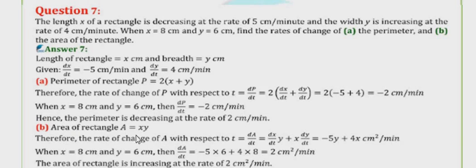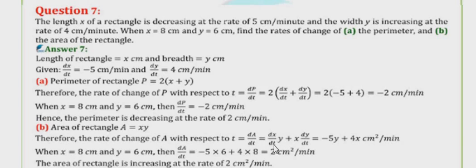Now second part, area. What is the area of the rectangle? Area is equal to length into breadth. Again we have to find the rate of change of its area, means dA by dt. Now this is the product rule. We apply the product rule because length and breadth both are variable, and area is also changing. So dA by dt means first into derivative of second plus second into derivative of first, means x dy by dt plus y dx by dt.